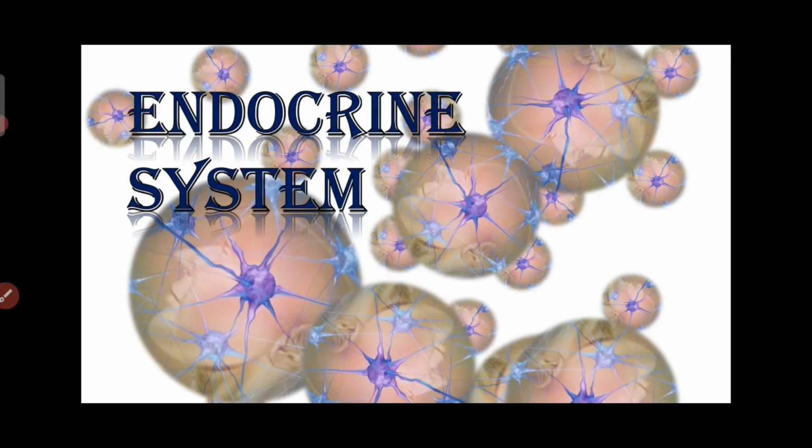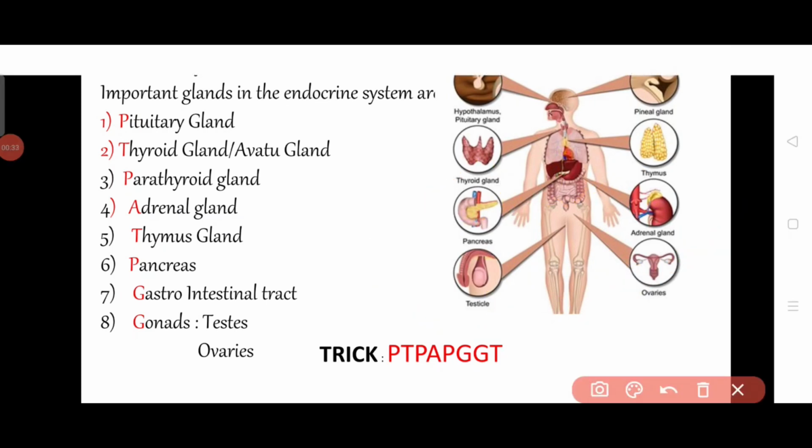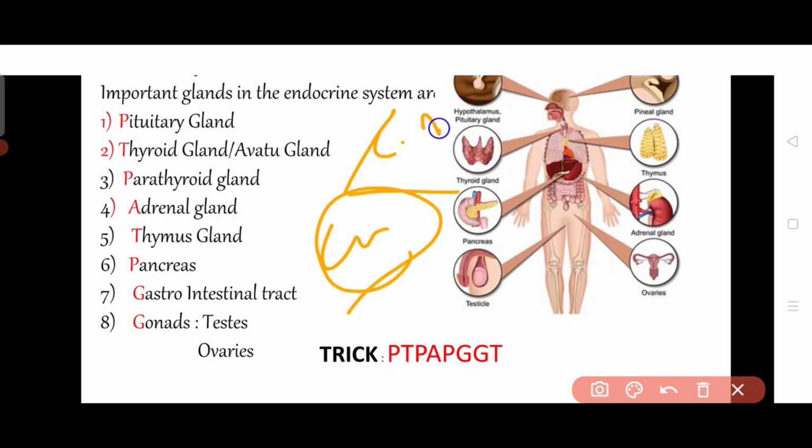Today we'll learn about the endocrine system, where you'll mark every question that comes from the endocrine system. Let's begin the video. There are two integrating systems in our body: one is the nervous system and the other is the endocrine system. The nervous system functions and coordinates through nerve impulses, whereas the endocrine system coordinates and functions through chemical messengers, that is, hormones.